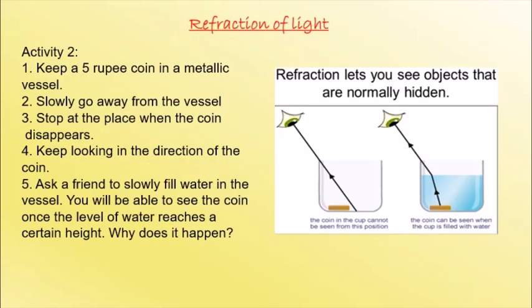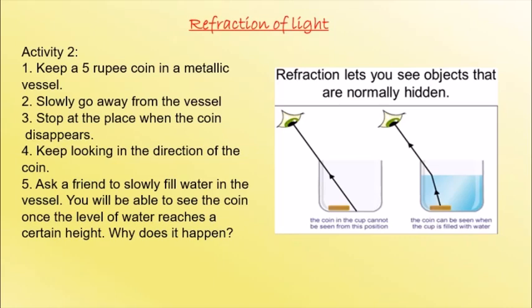Now another activity to understand refraction is with the help of a coin and a glass of water. So you have to keep a 5 rupees coin in a metallic vessel, and you have to slowly go away from the vessel and then stop when the coin disappears. You have to keep looking in the direction of the coin, and then you have to ask your friend slowly to fill the water in the vessel, and then at a certain level you will be able to see the coin.